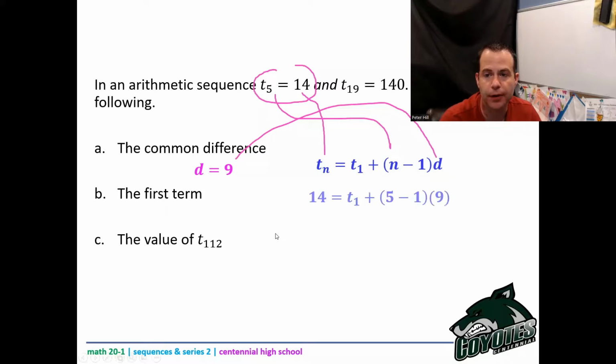Okay, so I'm going to plug all that stuff in, and I'm going to solve for t of 1. So 5 minus 1 is 4. 4 times 9 is 36. Subtract 36 from both sides, and I end up with t of 1 is negative 22.